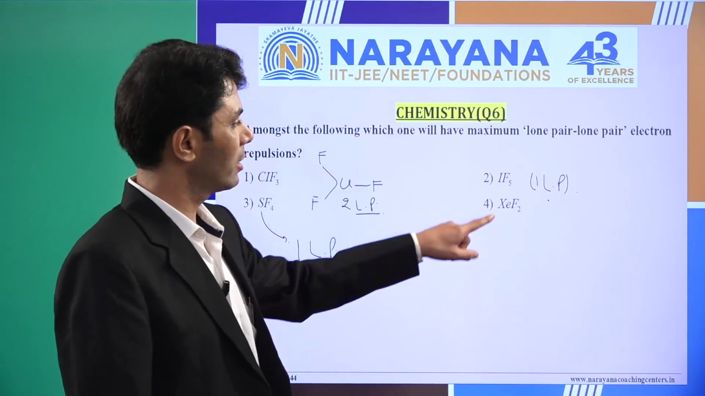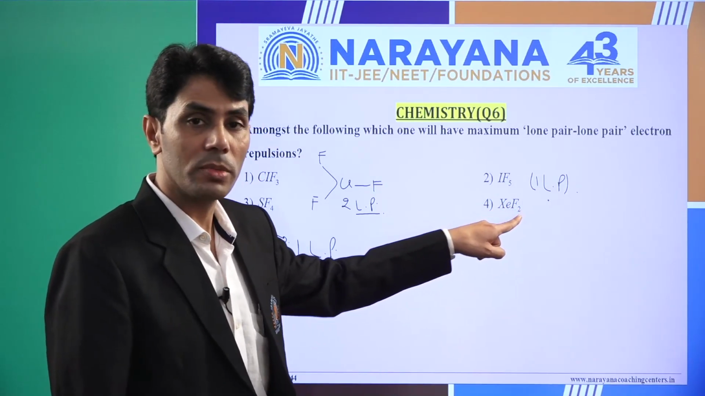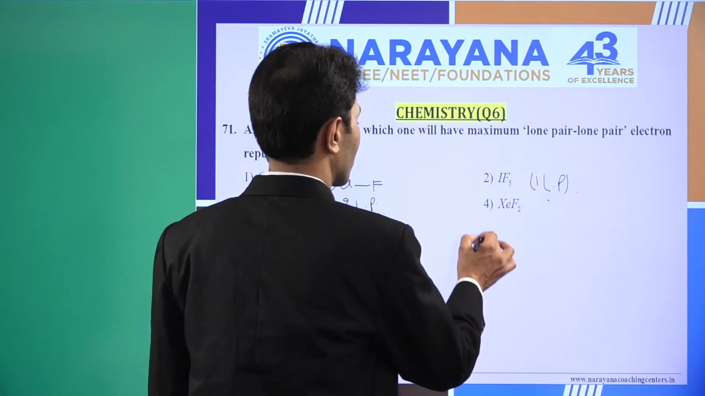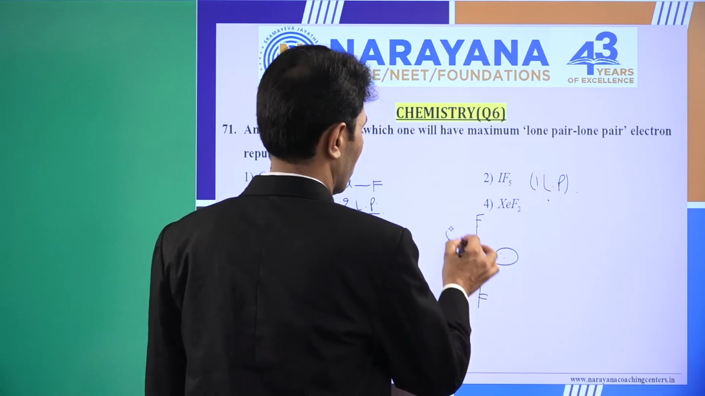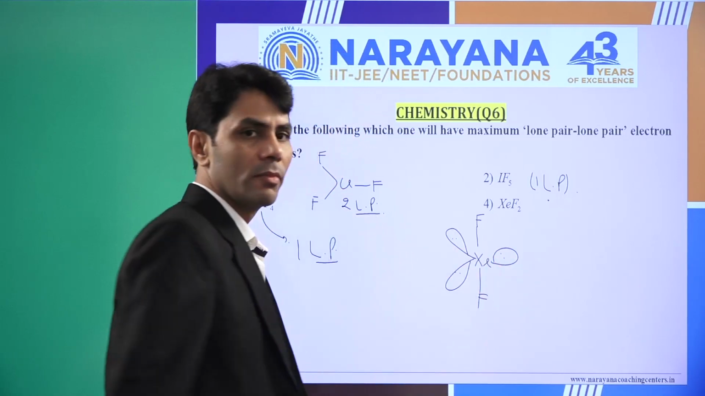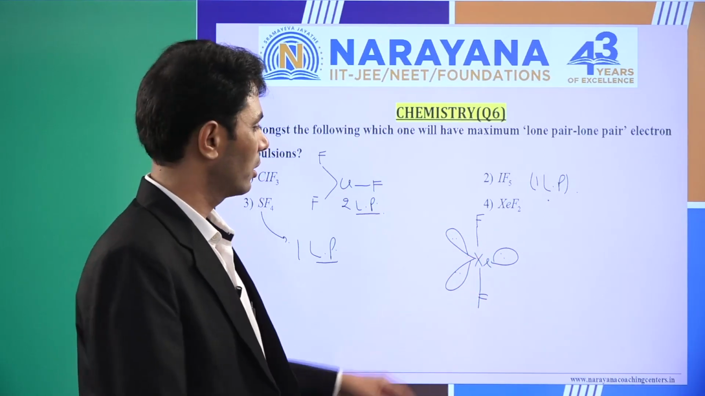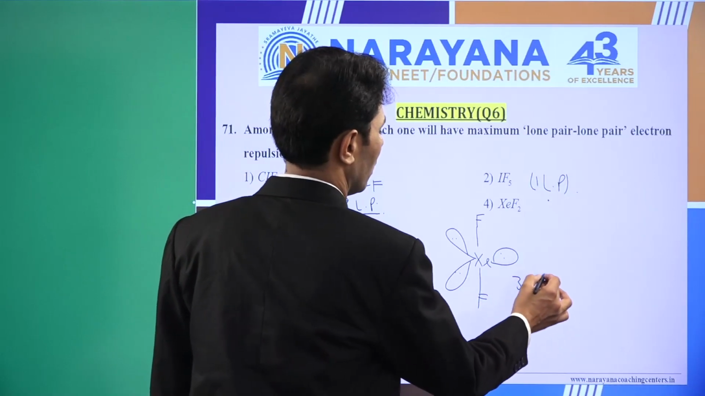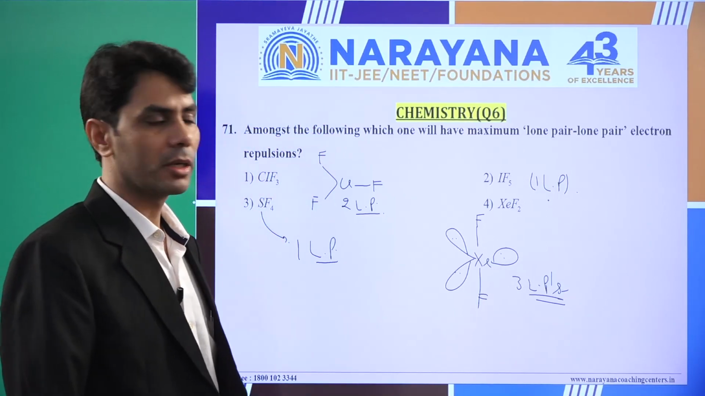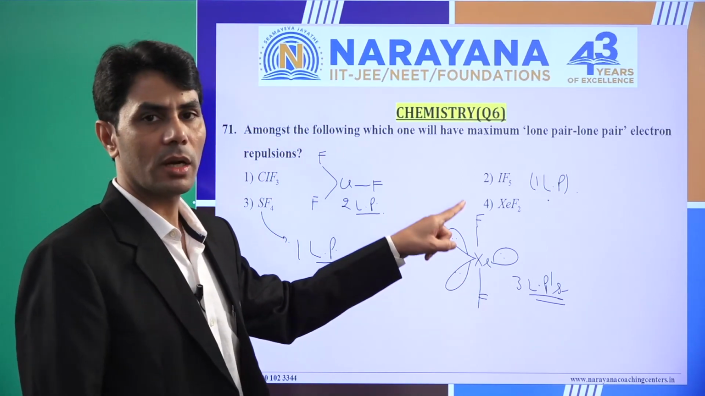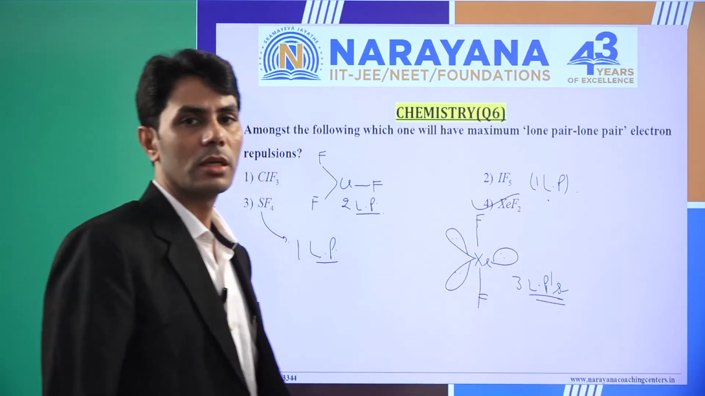Now come to XeF2, xenon, a noble gas. It has 8 electrons in the valence shell. Out of 8 electrons, 2 electrons are busy in bond formation, and there are 3 lone pairs. The remaining 6 electrons mean 3 lone pairs. It has the maximum number of lone pairs, which means maximum lone pair repulsion. So the correct answer is the last one, XeF2.